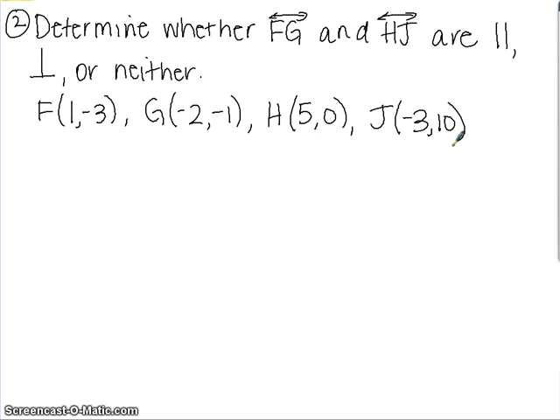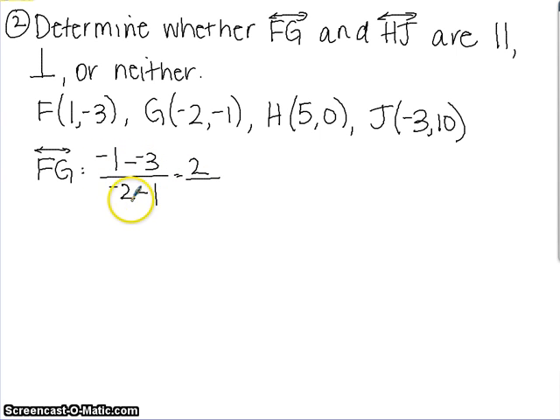Okay, so again, we're going to compare the slopes and see what we get. So let's look at the slope for FG to start. Okay, so -1 minus -3 over -2 minus 1. Okay, so -1 minus -3 is like -1 plus 3, so that gives us 2. -2 minus 1, -3. So it looks like -2/3 is what we get for FG. Let's see what we get for HJ.